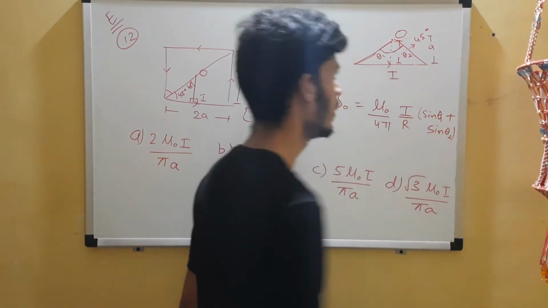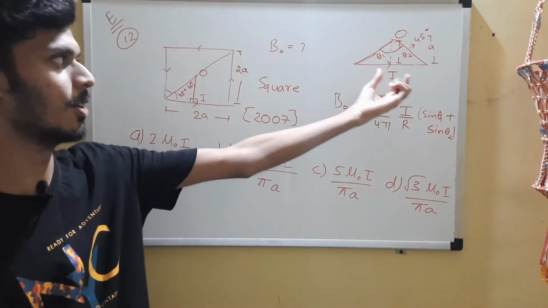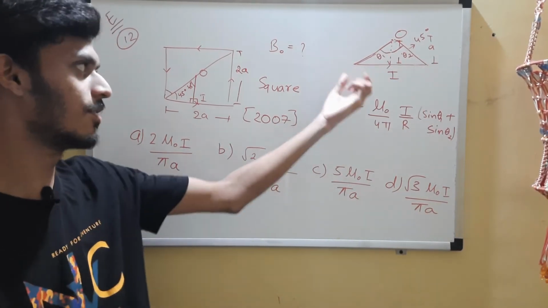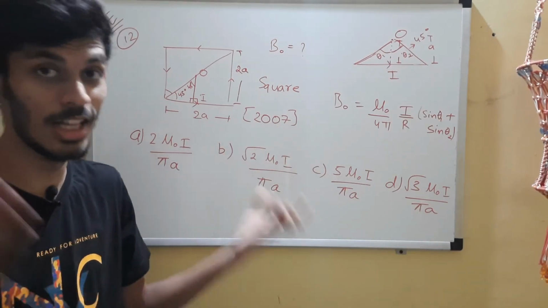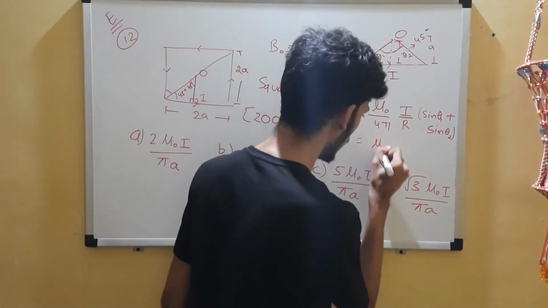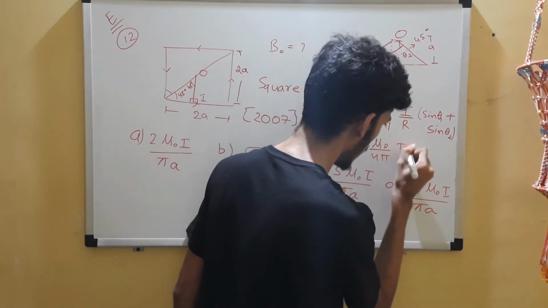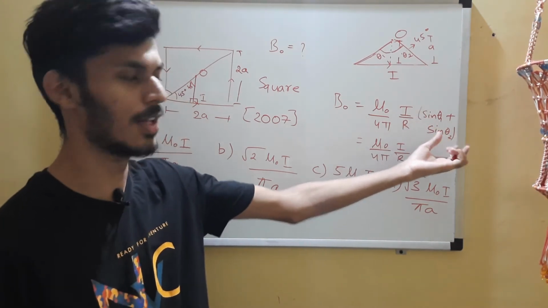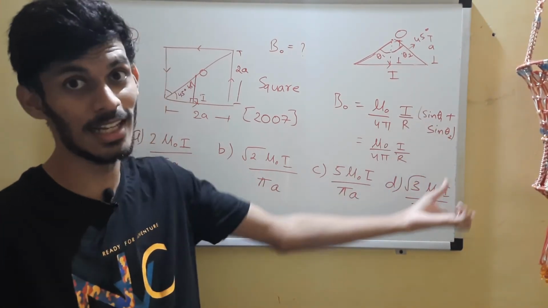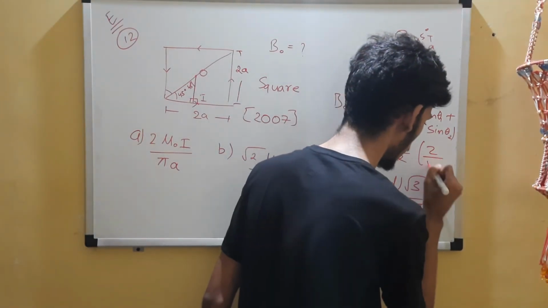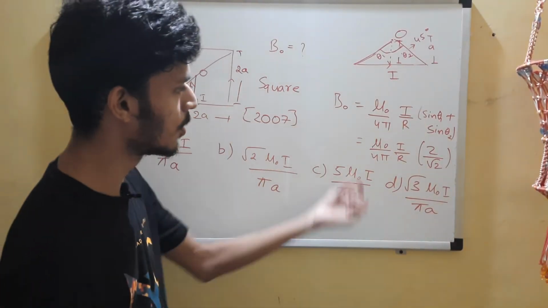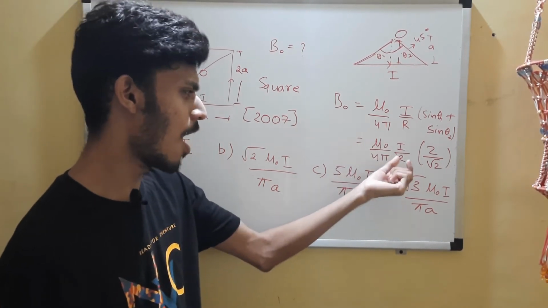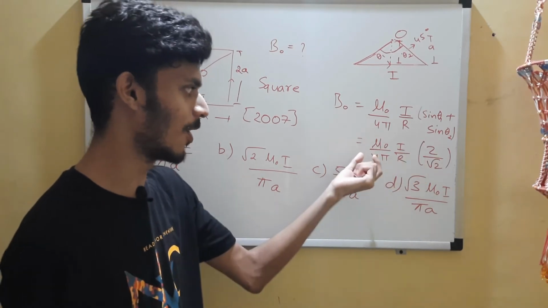You need not do it again. By symmetry, or you can see that these two triangles should be similar, so theta 2 will be 45. Theta 1 is 45, theta 2 is 45. Just substitute the values, get your answer. So mu 0 upon 4 pi I by R, sine of 45 plus sine of 45. Sine of 45 is 1 by root 2, plus 1 by root 2, that is 2 by root 2. Quick math. So you'll get mu 0 I root 2 upon 4 pi R.